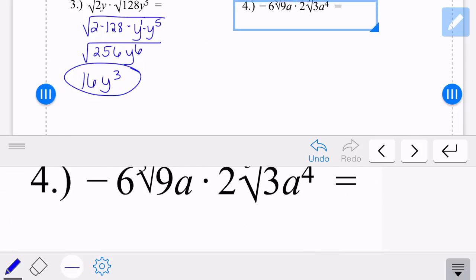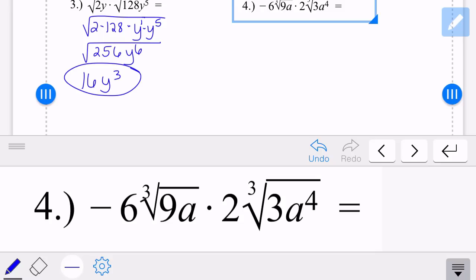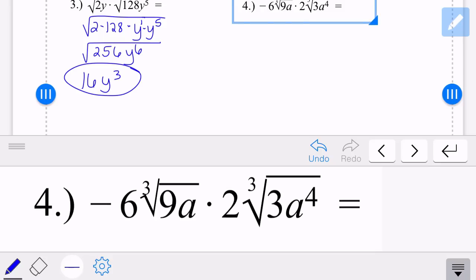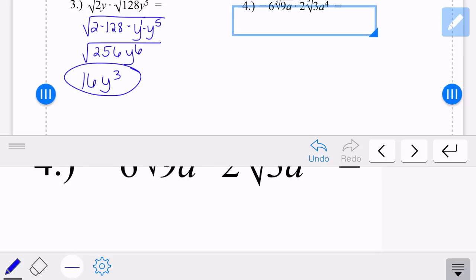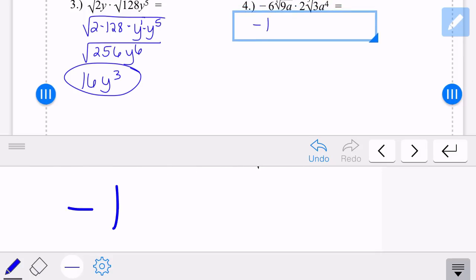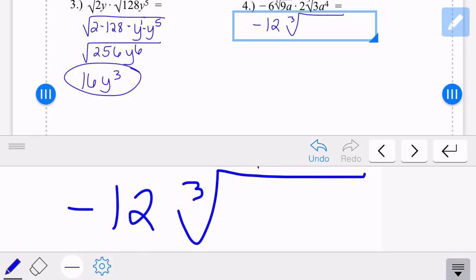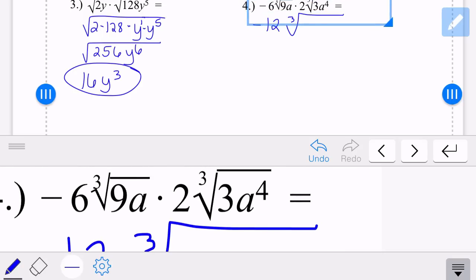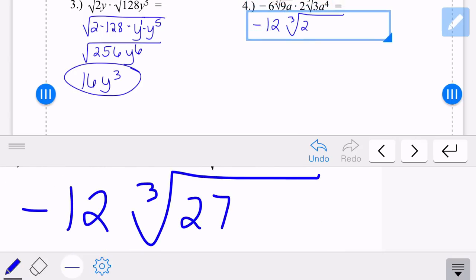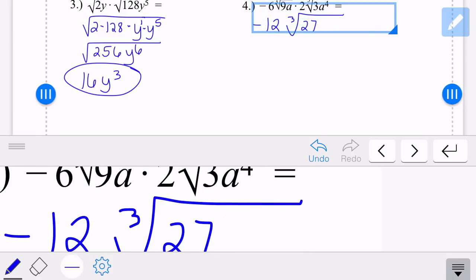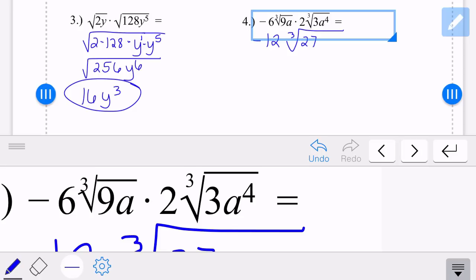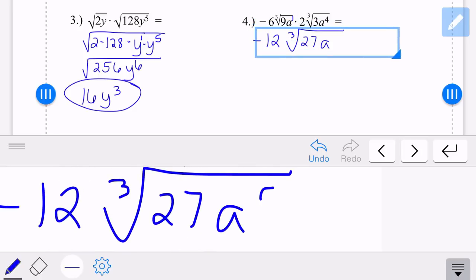Number 4 here, we've got terms outside the radicals and underneath. And they're cube roots this time, so you have to be careful. Watch out for that. So we still want to do the negative 6 times the 2. So what's on the outside there? Negative 6 times 2 is going to give us a negative 12. And then what do we have underneath the cube root? Well, we've got 9 and 3, so we want to multiply those. That's going to give us 27. And then we have a, remember again, that's a to the 1st. And then a to the 4th, we multiply those together, that should give us a to the 5th.